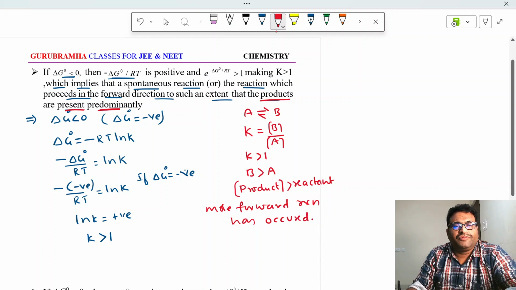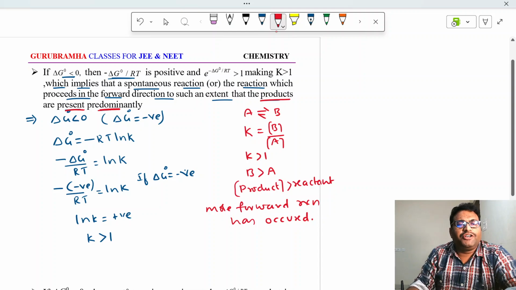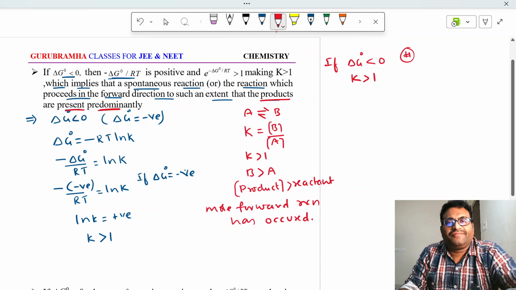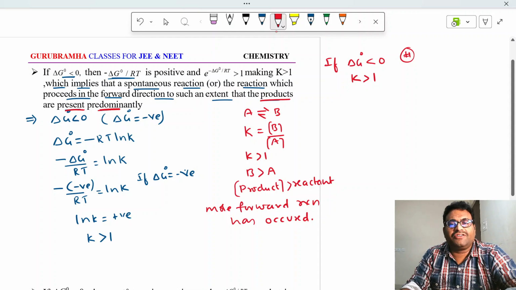Right? So the condition you need to remember is: if delta G naught is less than 0, then K will be greater than 1. This condition we have to remember. This is important. Okay, understood? This is important.